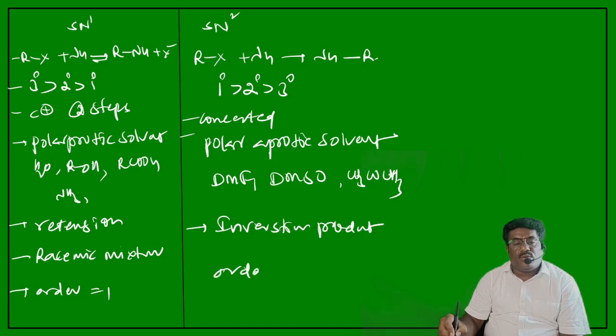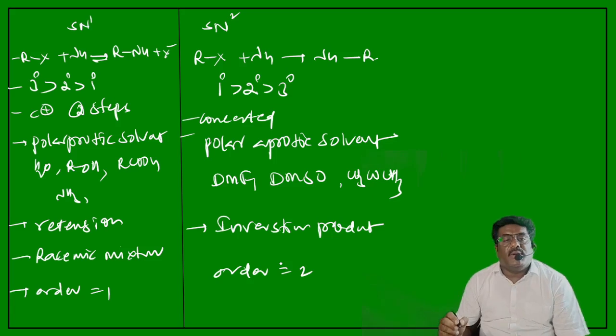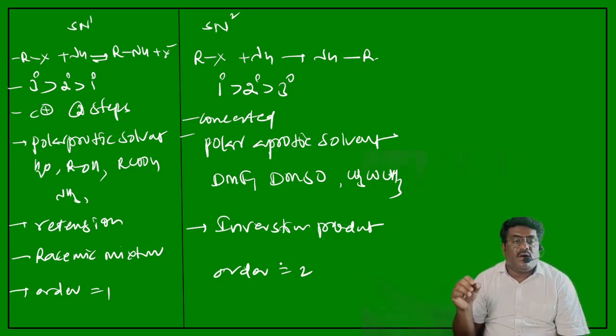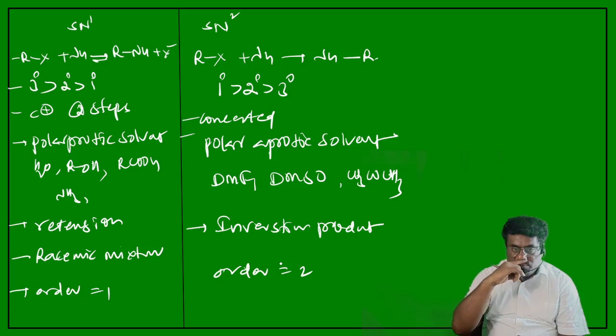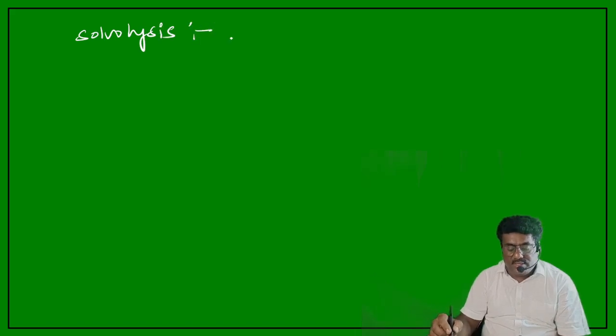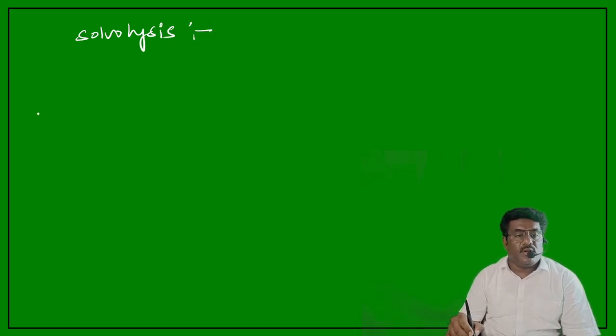Its order equals 2. It depends on the concentration of the alkyl halide and the nucleophile. That's why the order equals 2. I will look for some more examples of the solvolysis reaction. See, I'm taking an example.